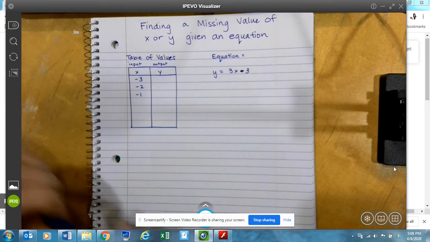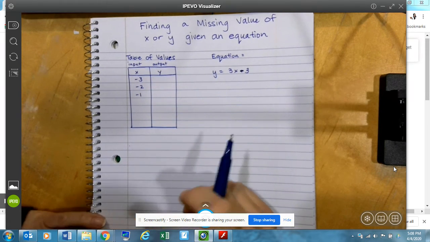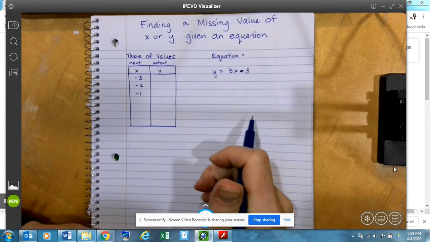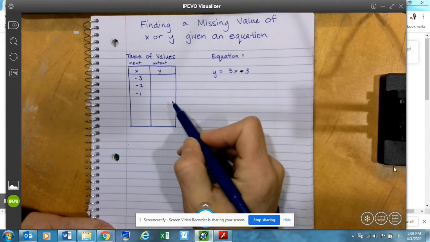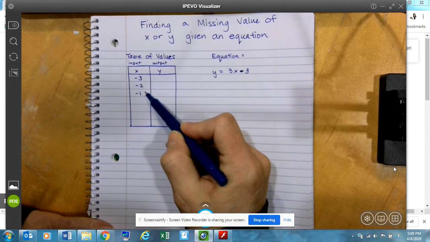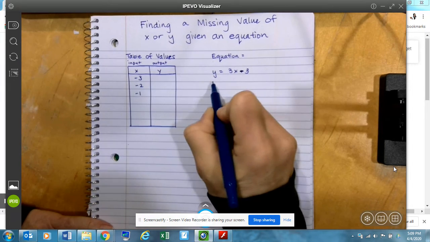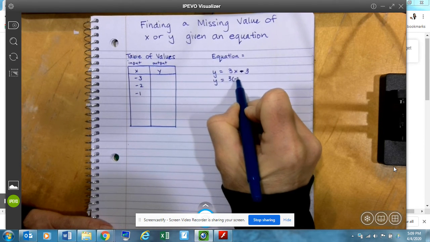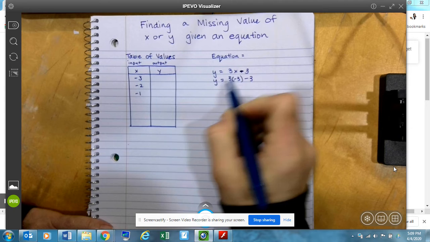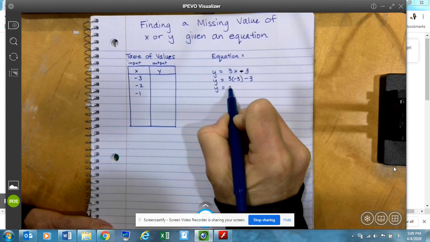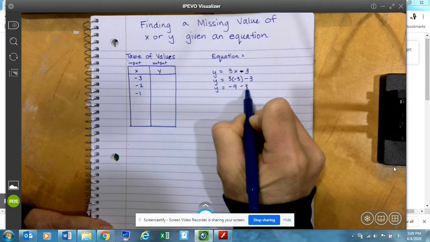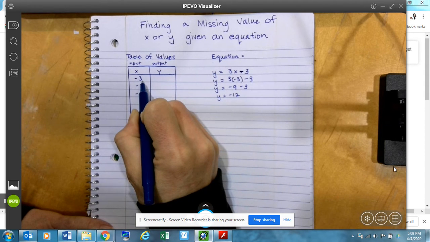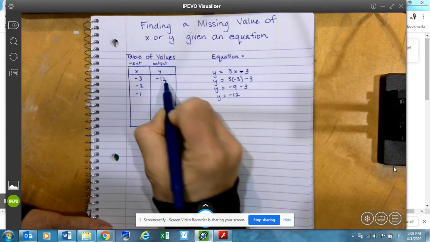Okay, we're going to do a quick little mini lesson here on how to find x or y if you are given the equation. So one way we have done that is we have taken the value of x and put it in to solve for y. So for example, if we knew that x was -3, we could put that into the equation and we would have 3 times -3 is -9, subtract 3 more is going to be -12. So when x is -3, y is -12.